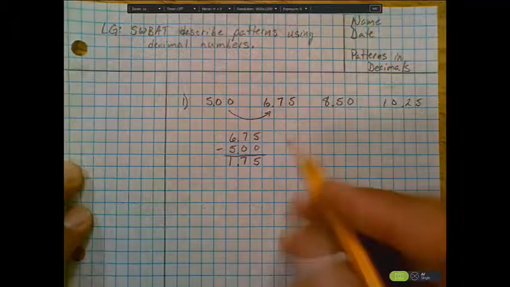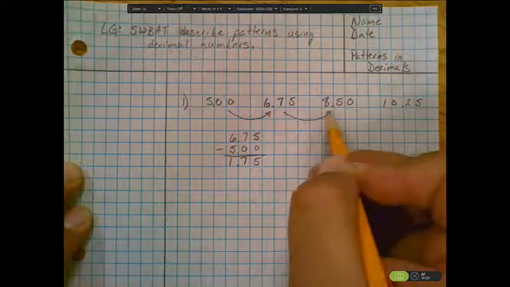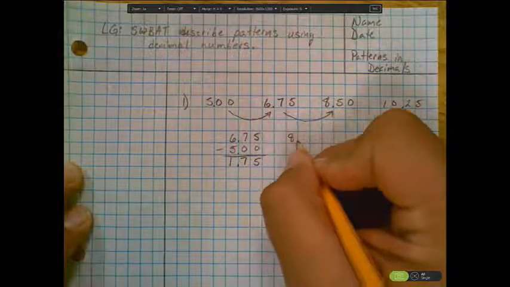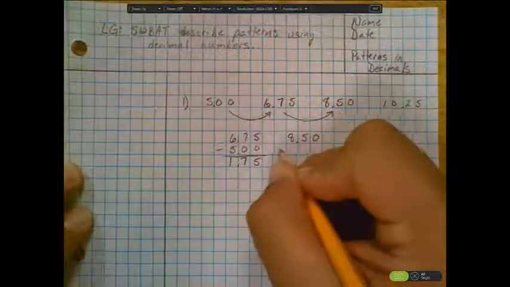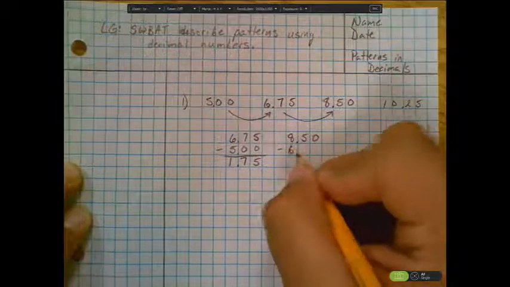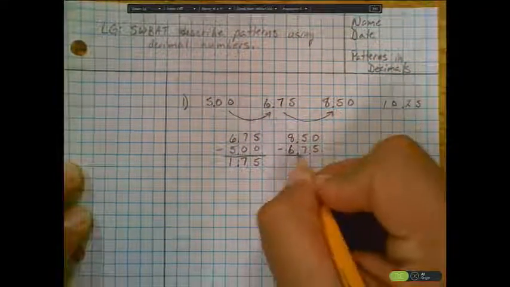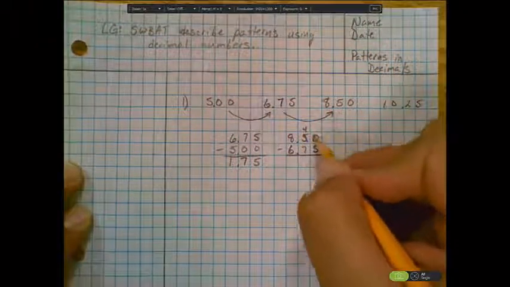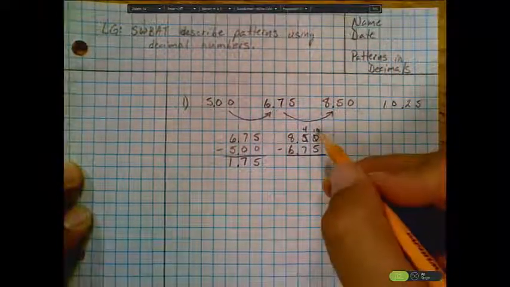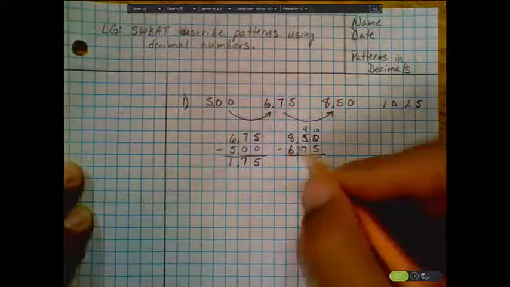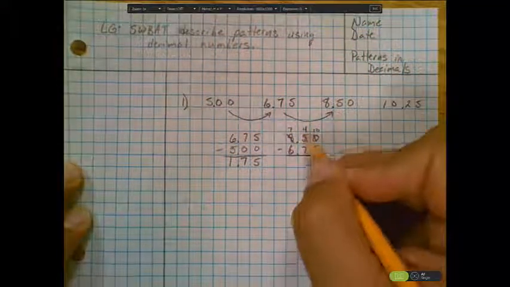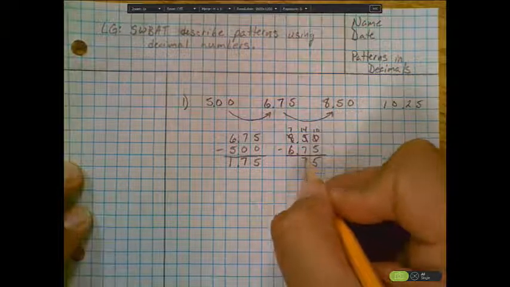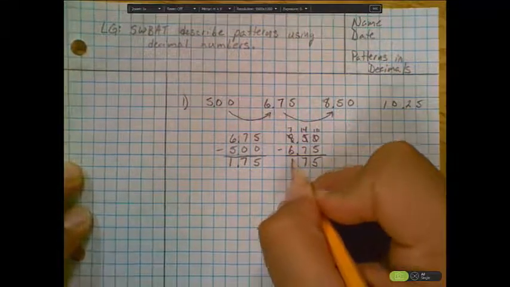We can look at the next one to see what the next interval is. And so we take the 8.50 and subtract the 6.75. Here we need to borrow, so that becomes a 4, and this is a 10. So 10 minus 5 is 5. We need to borrow again, so that becomes a 7, and this becomes a 14. 14 minus 7 is 7, and 7 minus 6 is 1.